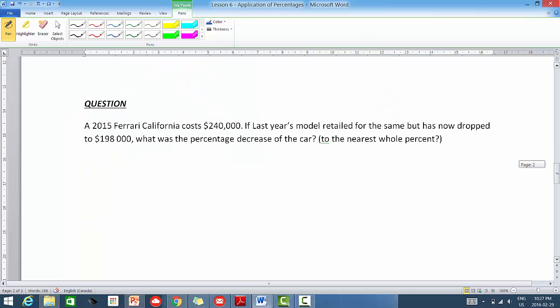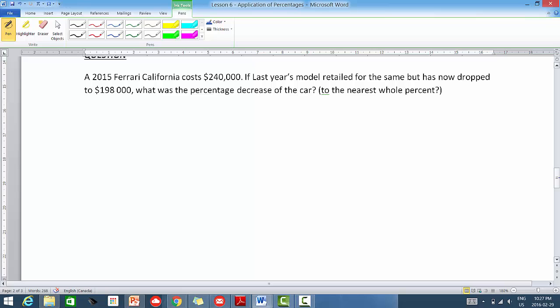Moving down to this question here. In 2015, a Ferrari California cost $240,000. Last year's model retailed for the same, but has now dropped to $198,000. What was the percentage decrease of the car? So this one is to the nearest whole percent. So what we need to do is take the original price of the car and find out how much it dropped by.